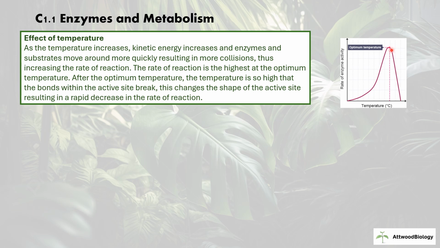After that, the rate of reaction falls down pretty rapidly as the temperature increases. This is because as we increase the temperature, the molecules move around more, they vibrate more, and therefore some of the bonds within the tertiary structure of the protein begin to break. And this is going to change the shape of the active site. And if we change the shape of the active site, it's no longer complementary to the substrate. Enzyme substrate complexes can't be formed, and therefore the enzyme isn't going to work. We're going to say that the enzyme is denatured.